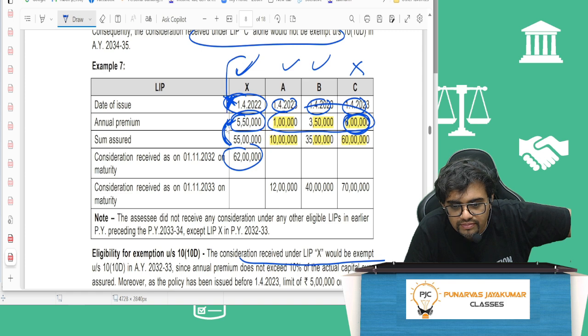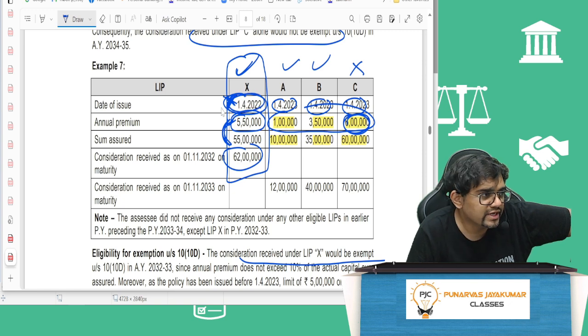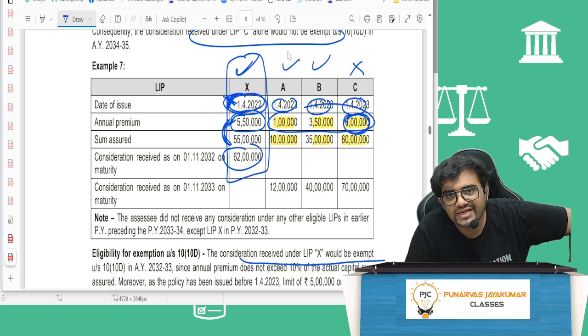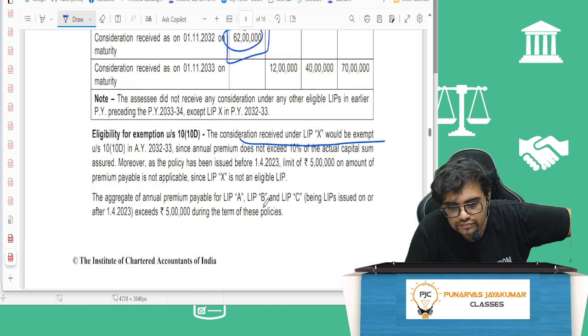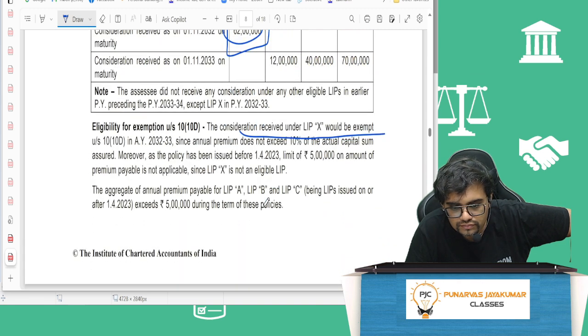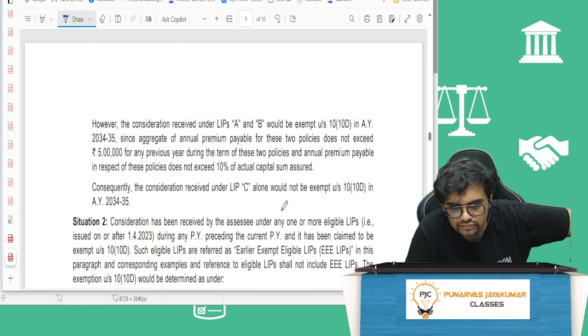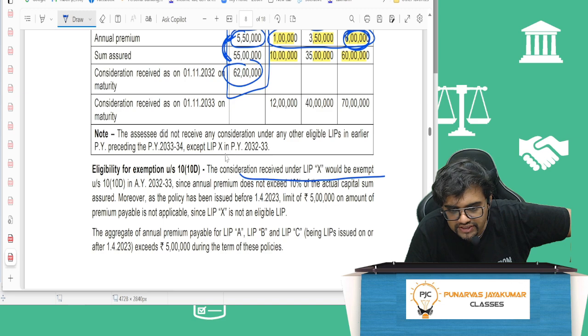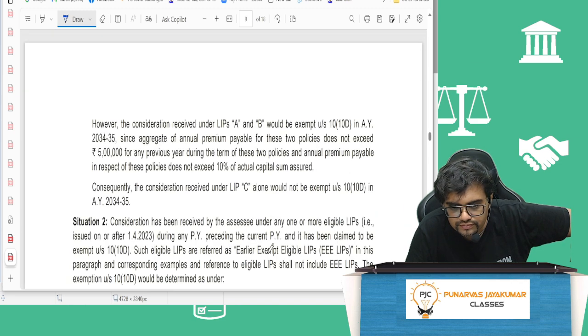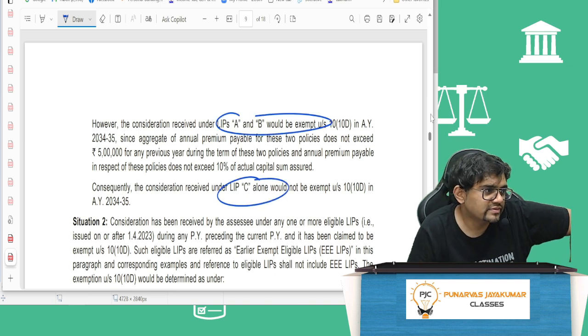So X will come because of being issued in 22, not 23. A and B will automatically come because of this rule. So X will be exempt. A and B will be exempt. C alone will not be exempt. Very, very simple.